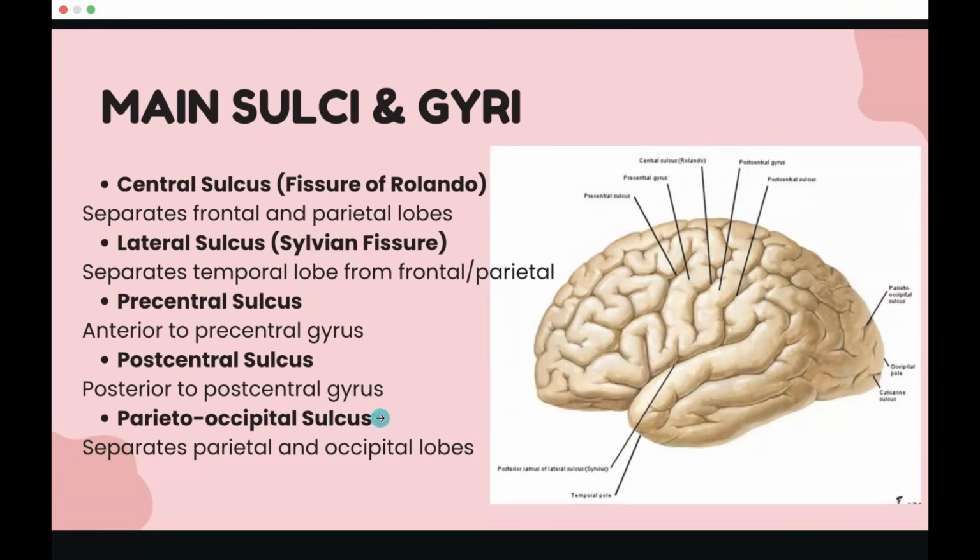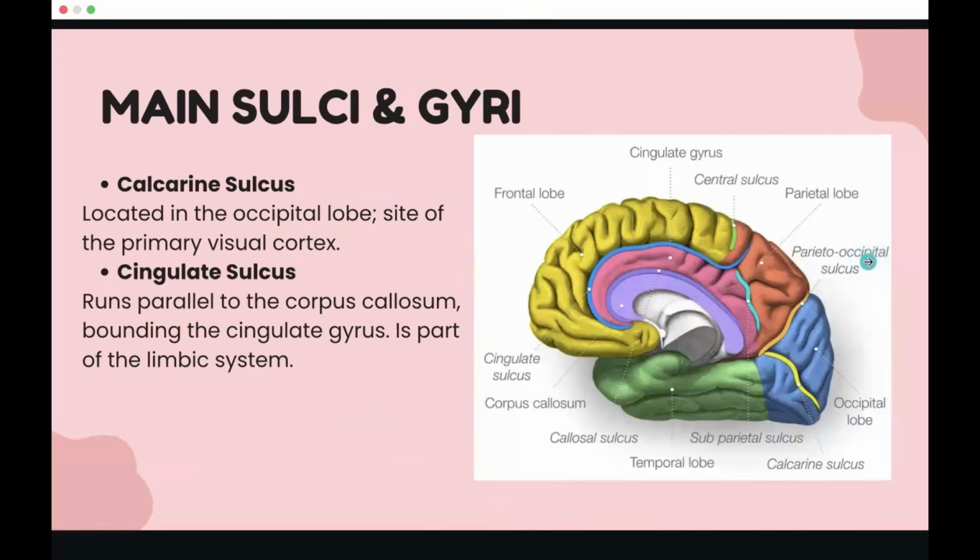The parieto-occipital sulcus, from its name, refers to the parietal and occipital lobes, so it separates the parietal and occipital lobes. It makes sense to find it over here, because the parietal is over here and the occipital is over here, so it would be here. These are important terminologies and anatomical landmarks that you will have to memorize in order to make memorizing other structures easier.